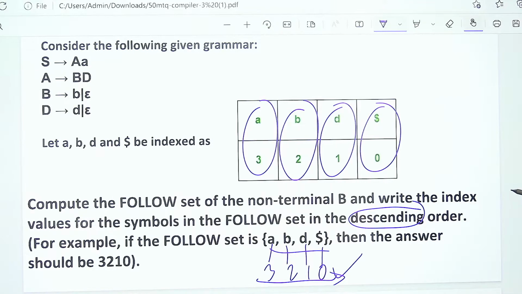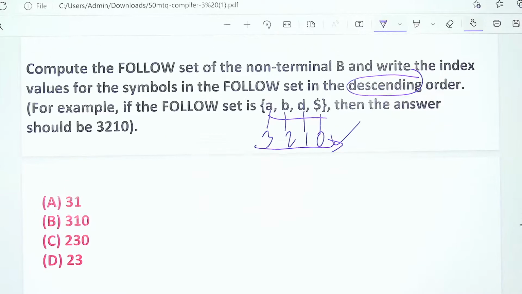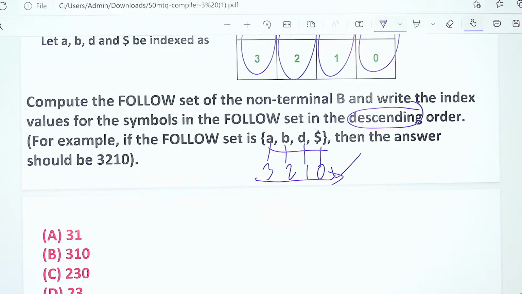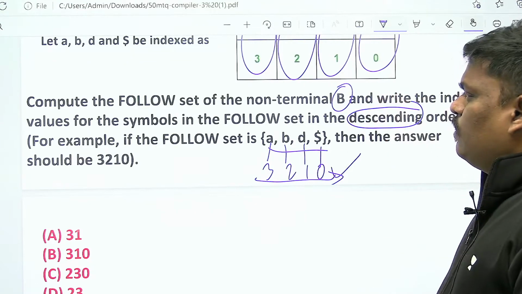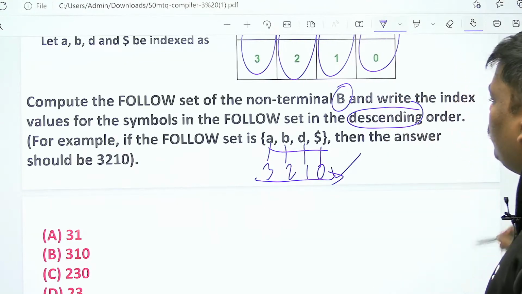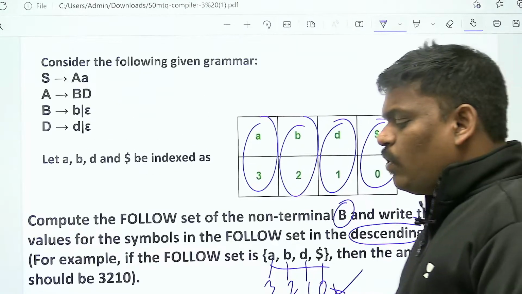So I think he already explained. Now what he is asking, see. Compute the follow set of the non-terminal B. You have to find out. Can you check? In this grammar, what is the follow of B?